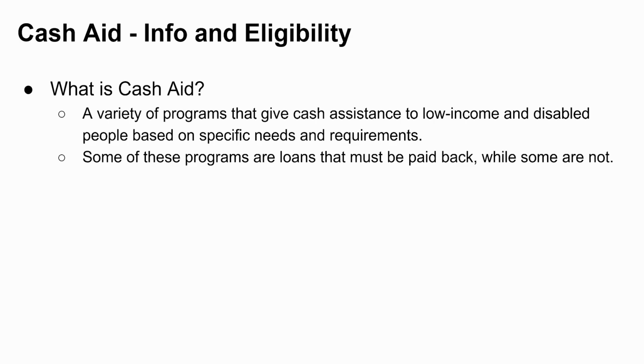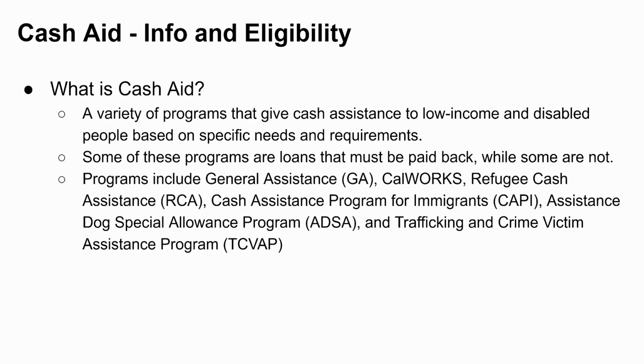Some of these programs are loans, just to let you know, that must be paid back, while some are not, mainly thinking of general assistance, otherwise called general relief. Programs include, as mentioned, general assistance, also known as general relief, CalWORKs, refugee cash assistance programs for immigrants, assistance dog special allowance program, something I had heard of before, but not the name of the program, so that was interesting, and trafficking and crime victim assistance programs.